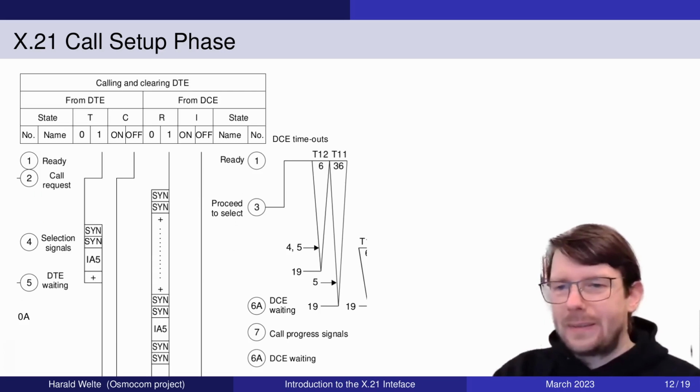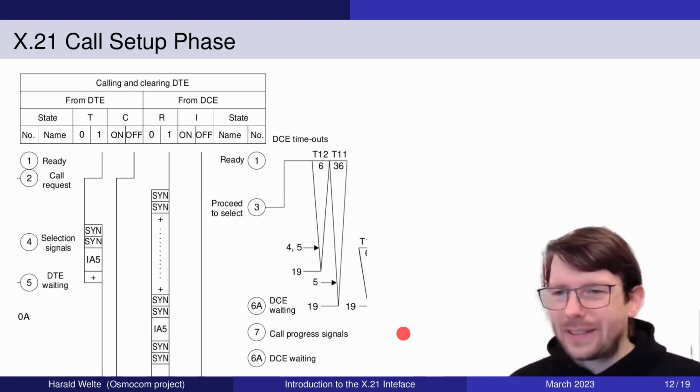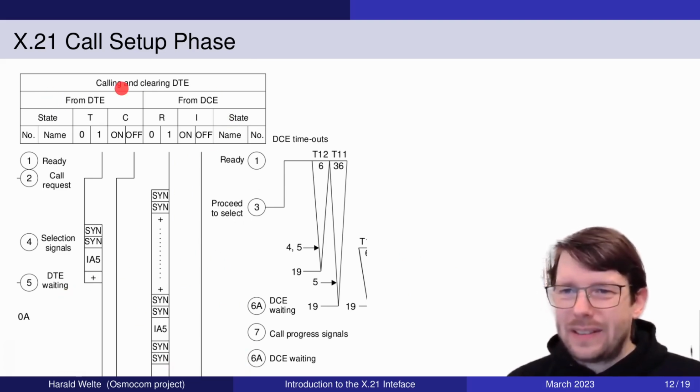So this is the start of a call setup phase in a diagram. I'm sorry that's so small. It's a long diagram in the y-axis, and if I made it even wider, we wouldn't really fit anything on the screen. So what do we see here? We see basically the DTE side on the left-hand side and the DCE side on the right-hand side. State numbers, state names, and also the logical signals of the T, the transmit line, the C, the control line, the R line, the receive line, and the I, the indication line.